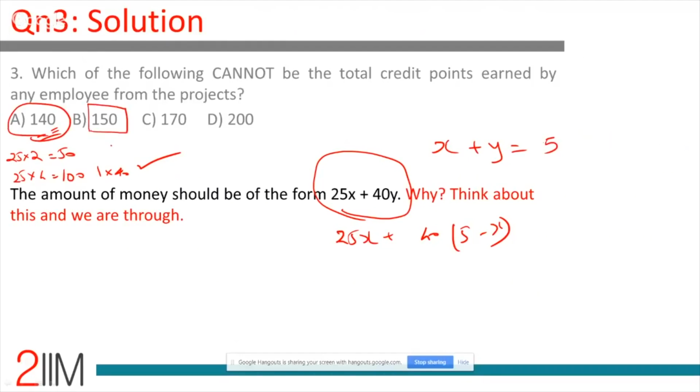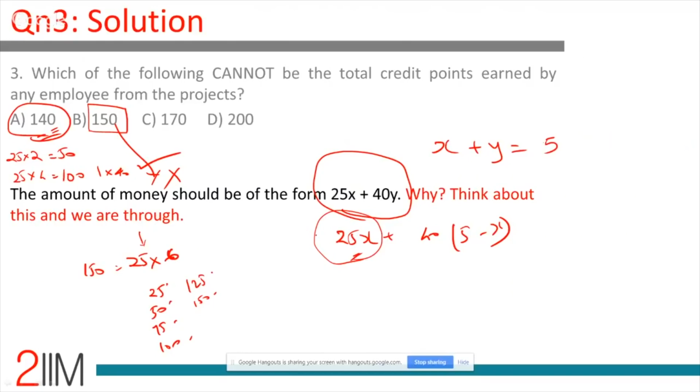150 is, funnily enough, a multiple of 25. So if you subtract some 25s from it, it will continue to remain a multiple of 25. 150 is 25 into 6. I subtract 25 from it, I subtract 50 from it. Whatever I'm subtracting 25 for, the remaining should be a multiple of 40. Never going to happen. None of these numbers is a multiple of 40. This straight away is not possible.